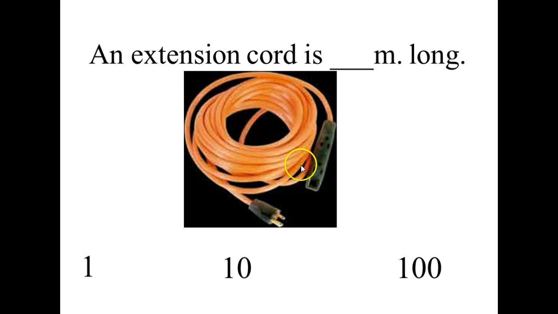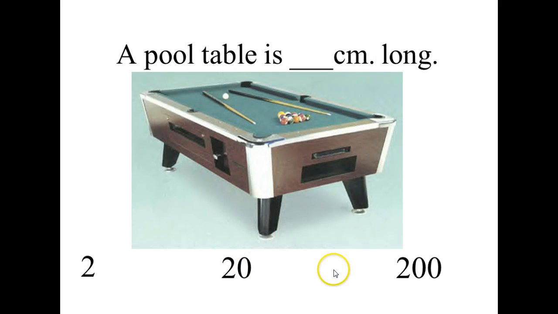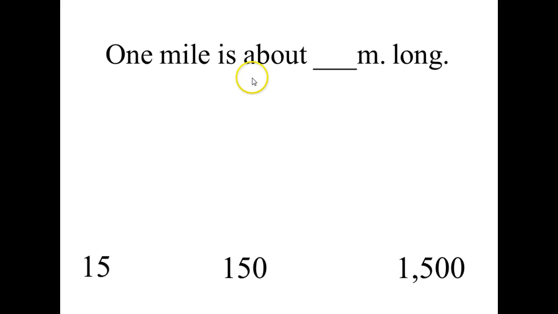Probably about 2. An extension cord is how many meters long? 1, 10, or 100? If you look at how many loops they have there, the only one that makes sense is going to be 10. Pool table, how many centimeters long? 220 or 200? Well, you see the pool cue right there. It's probably longer than a meter stick. So 2 and 20 don't make sense, so it must be 200.